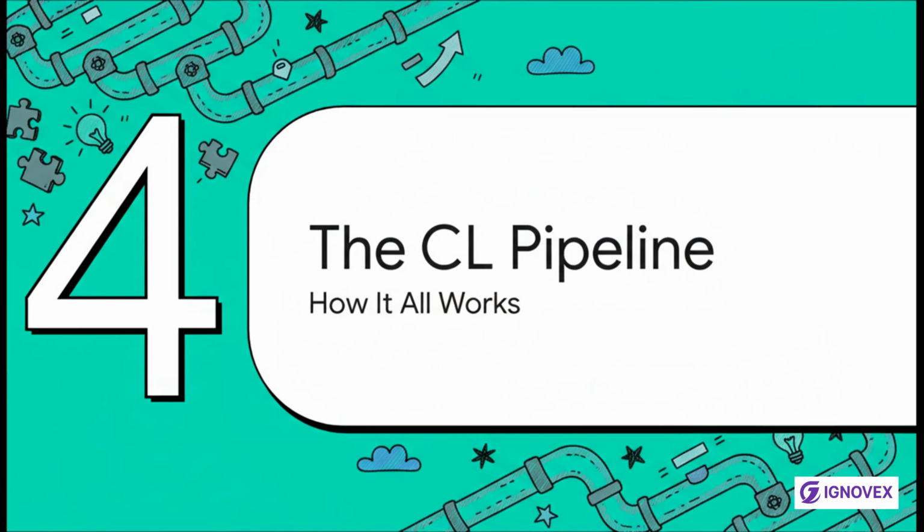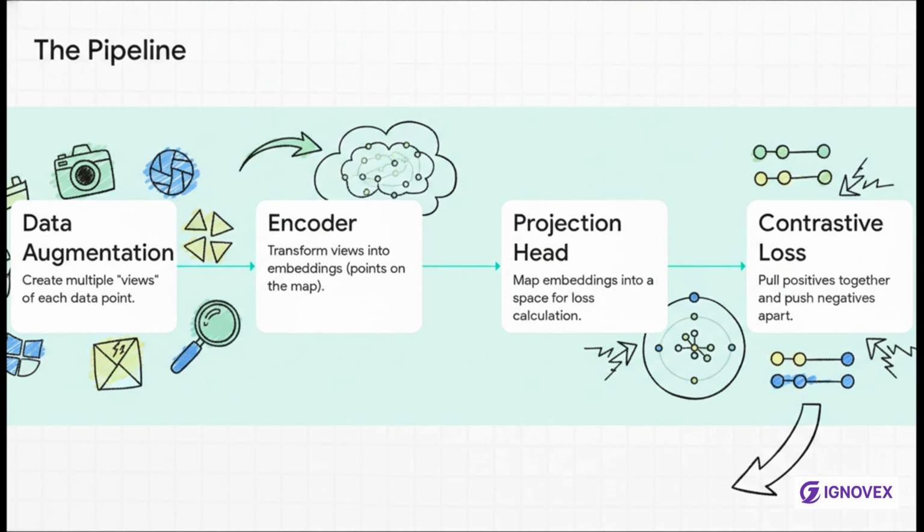by step. So this whole pipeline has 4 key steps. First, data augmentation creates those different views of our input. Second, the encoder, which is really the brain of the whole operation, looks at these views and plots them as coordinates on our smart map. Third, a little helper called the projection head fine-tunes those coordinates to make them easier to compare.